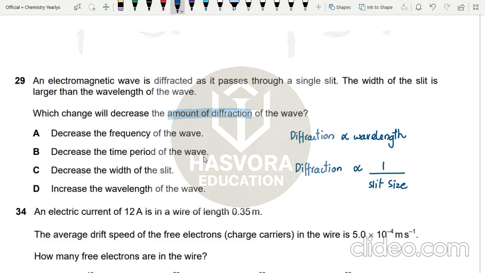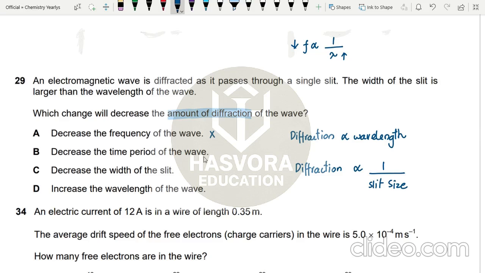Now they have given us: decrease the frequency of the wave. Sometimes they give you an indirect relationship between the asked option and the desired result. For example, what is frequency? Frequency is inversely proportional to the wavelength. If they are decreasing the frequency, they are increasing the wavelength. So we do not want the wavelength to be increased, we want it to be decreased. So option A will be incorrect.